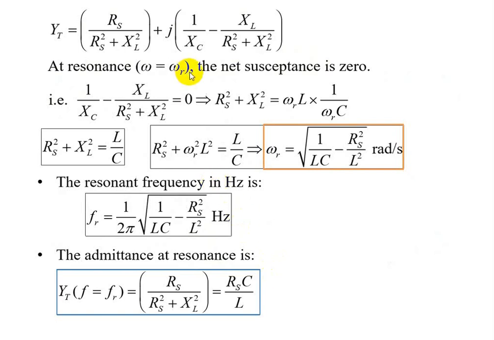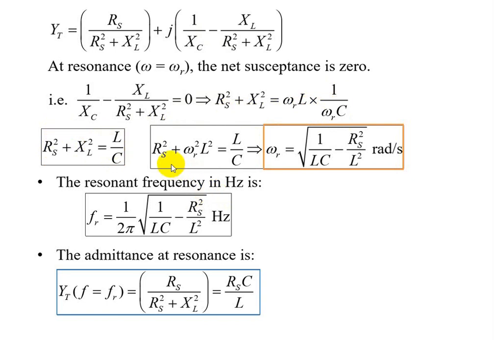So now at resonance, omega equal to omega r, the net susceptance will be 0. So equate the susceptance term to 0, that is, the imaginary part to 0. And from this you get Rs square plus XL square as omega r L into 1 by omega r C. So omega r gets cancelled. Therefore, Rs square plus XL square can be written as L by C.